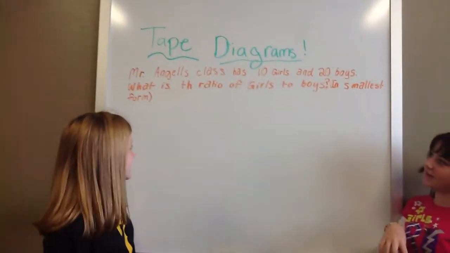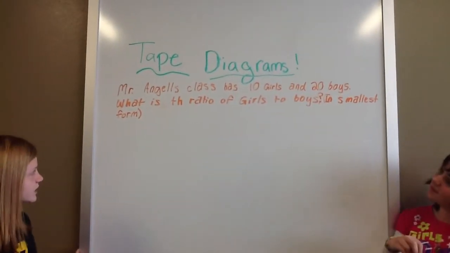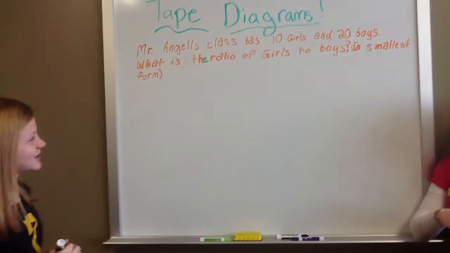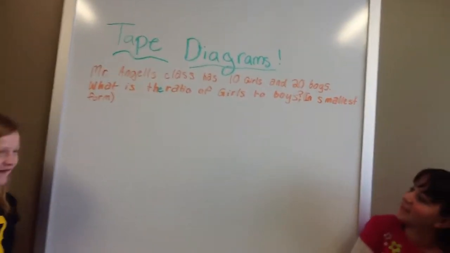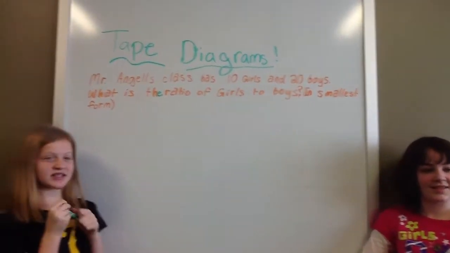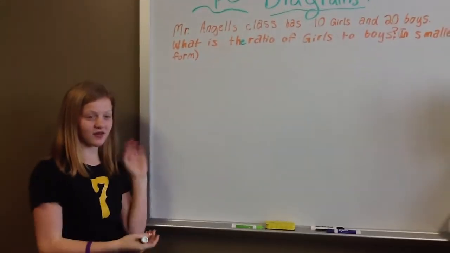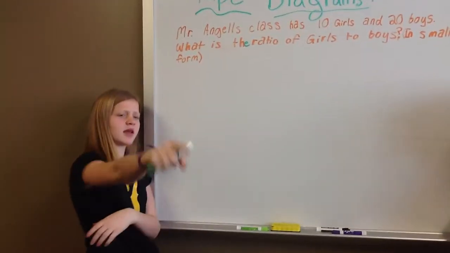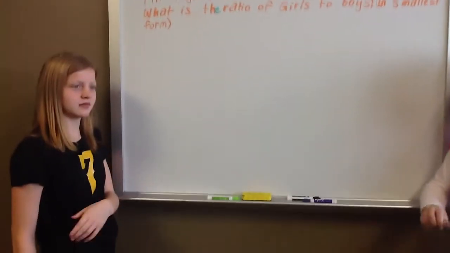Mr. Angel's class has 10 girls and 20 boys. What is the ratio of girls to boys in smallest form? Okay, we have 2 students that really don't know a lot about tape diagrams. They're going to try this problem. First up, Anna and Jessica.